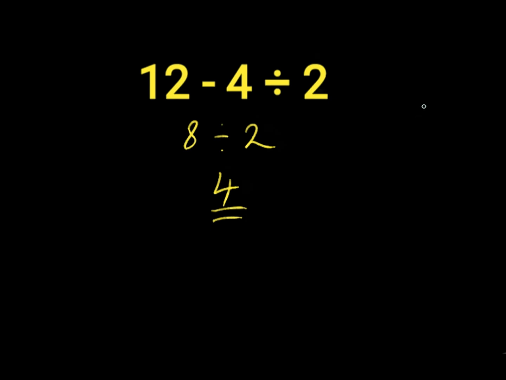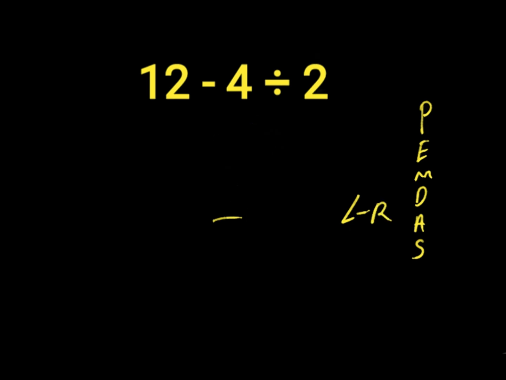PEMDAS. In PEMDAS, we have parentheses, exponent, multiplication, division, addition and subtraction. Multiplication and division have equal priorities, such as addition and subtraction, working from your left to your right in order to arrive at a very correct answer. In this expression, we only have a subtraction and a division. So we are going to work with our division first before subtraction because it comes first before subtraction.